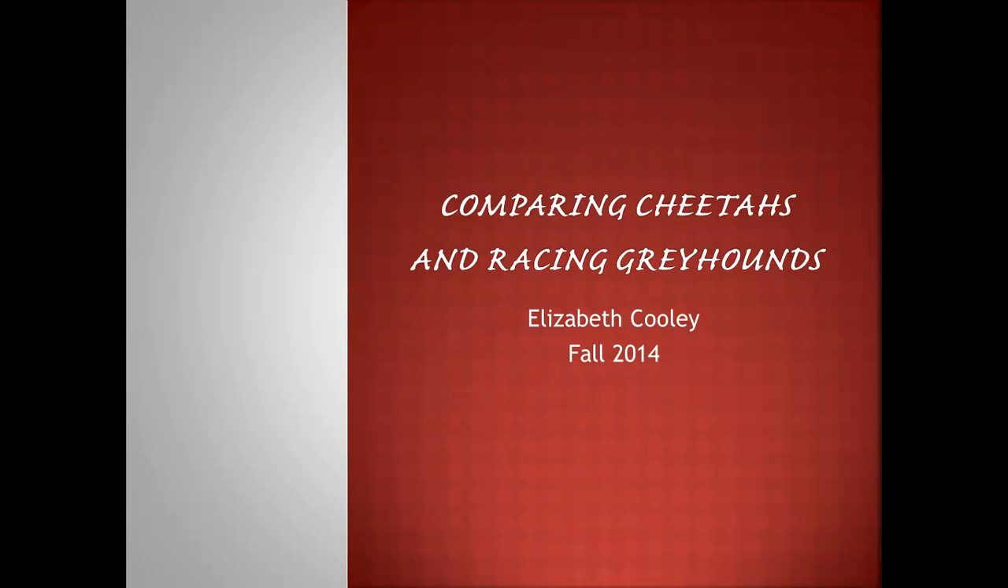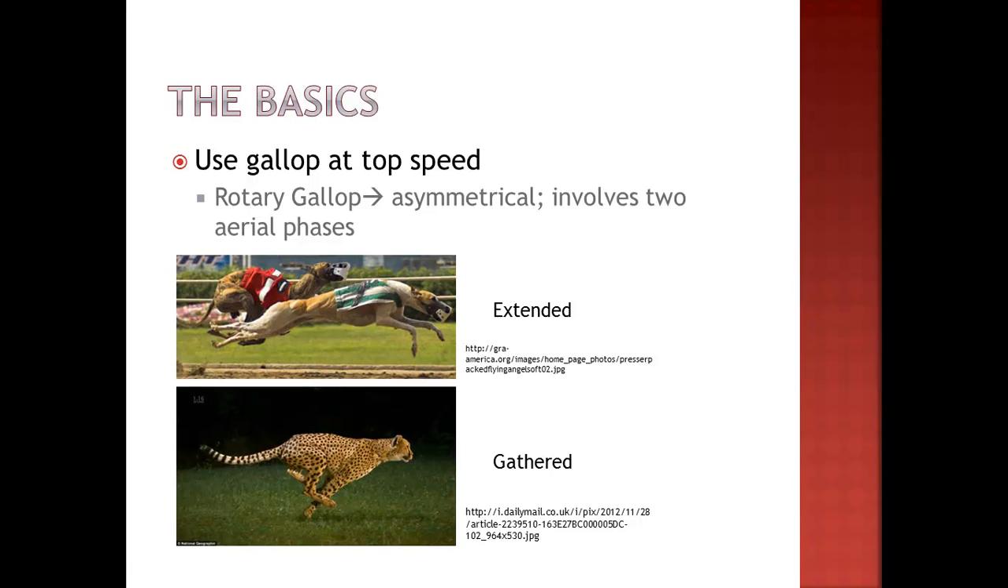My presentation looks primarily at the research done by Core, Hudson, and Wilson in the Journal of Experimental Biology. Their research compares the racing greyhound and the cheetah at a gallop in hopes of observing some of the underlying anatomical and kinematic differences between the species that cause the difference in their maximum speeds that they're able to achieve.